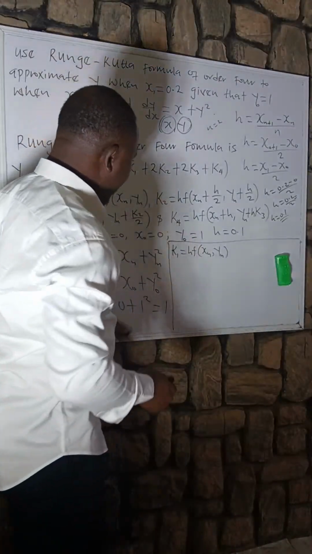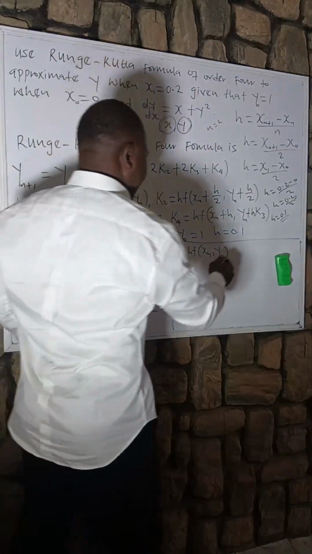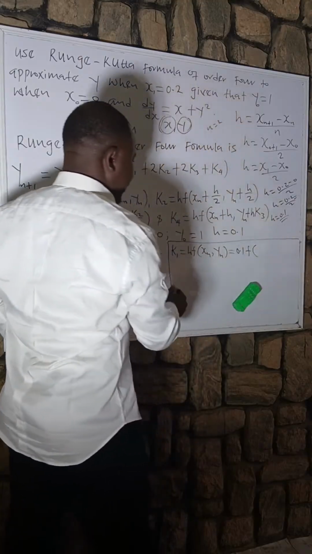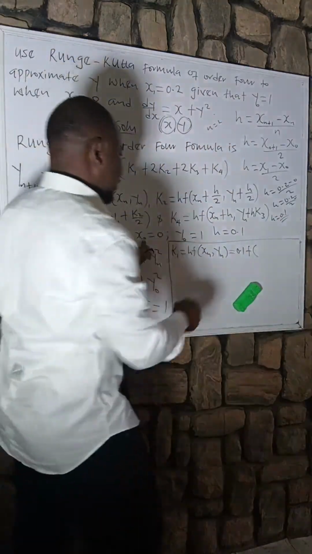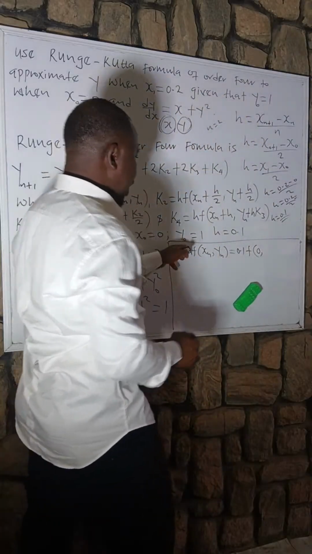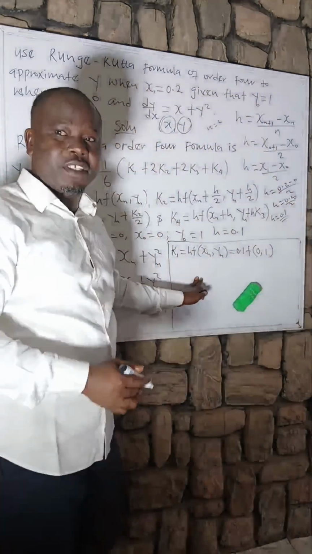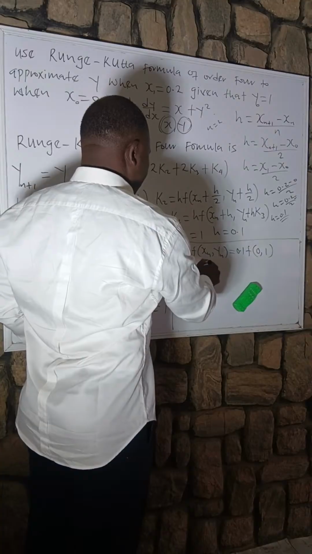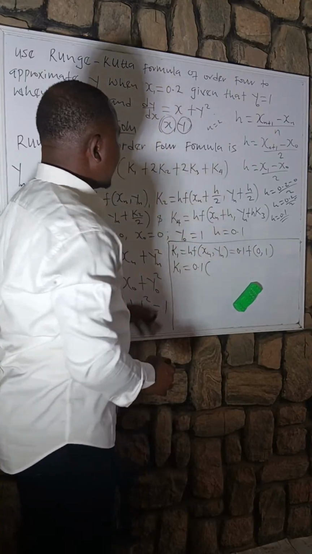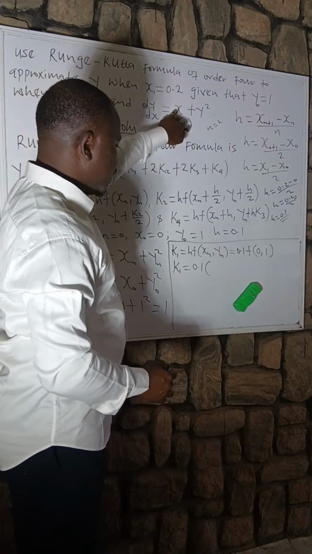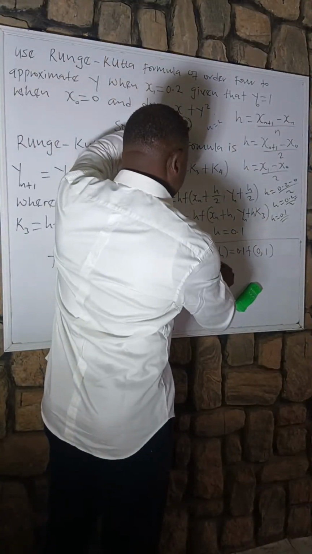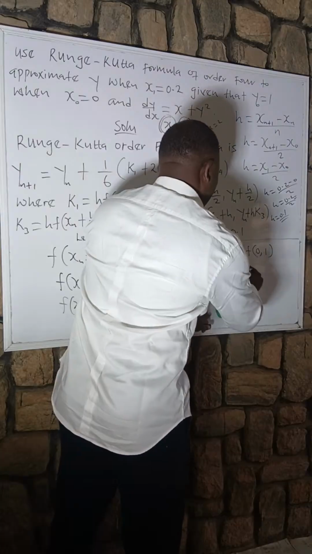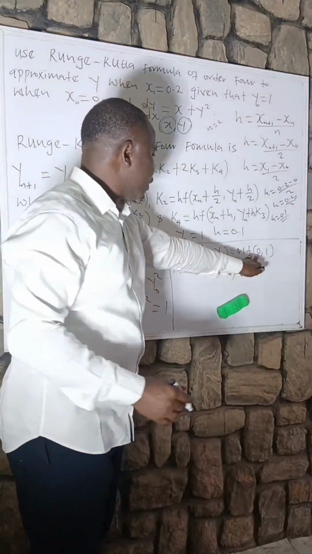So now our h is given as 0.1 f of what is our x naught? Because when n equals 0, x naught is 0, then y naught is 1. Are you following? So it means our k1 will now be equal to 0.1 open bracket. The function here you now recall as x plus y squared. Then from here, you know that our x coordinate is 0.